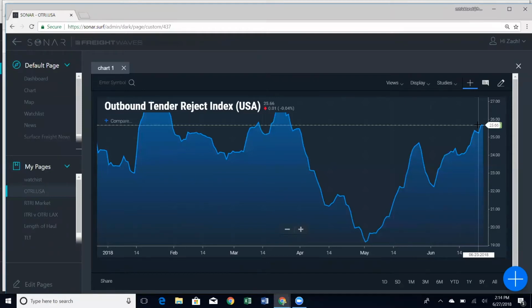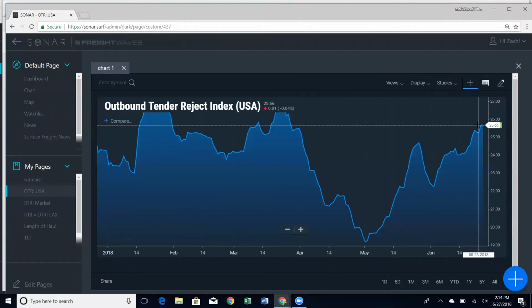So if your Outbound Tender Rejection Index jumps up 1% that day, and you're seeing a 10% increase in Seattle, that's something worth noting. That's where I step off and say, okay, this is something worth digging into. But for each individual market, there's no one answer. I hope that clarifies things a little bit. I think that's very helpful.